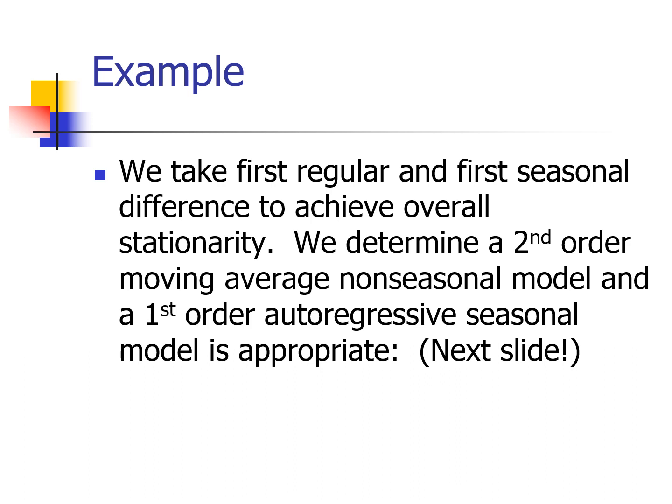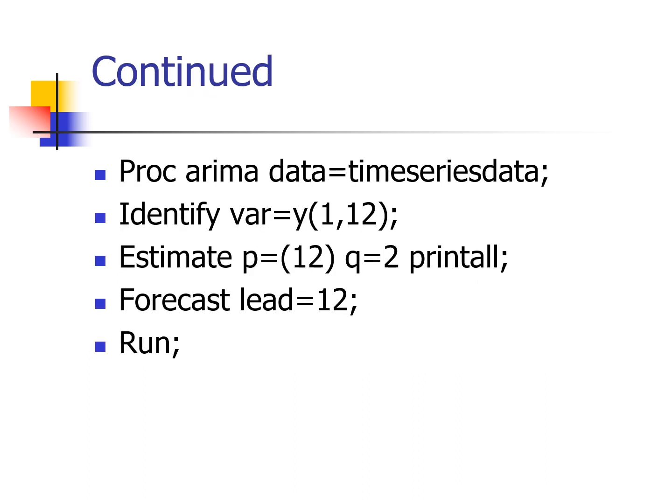All right, so here's some example code. Say we take the first regular and first seasonal difference. Say we decide that's what's necessary to get overall stationarity. Looking at the SPAC, we determine that we want a second order moving average non-seasonal model and a first order autoregressive seasonal model. Here, I guess we're assuming monthly data.